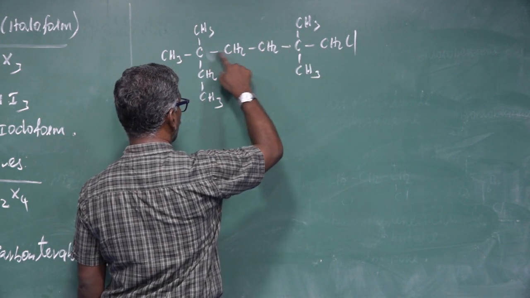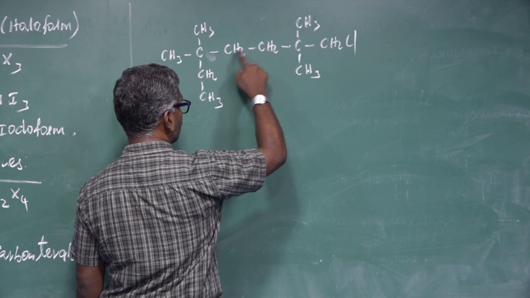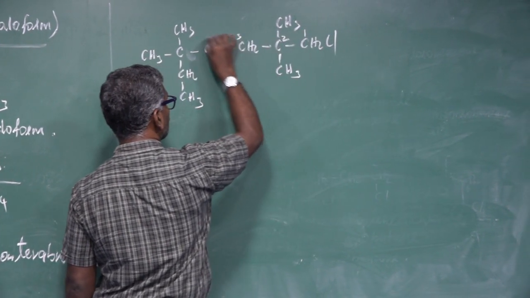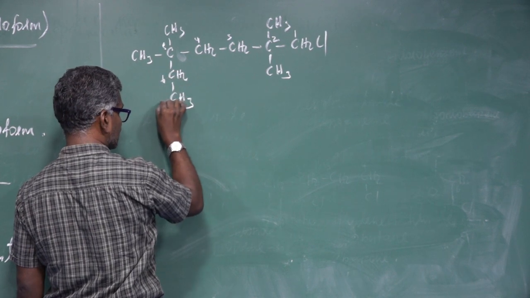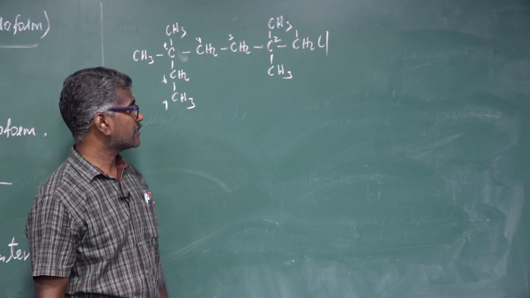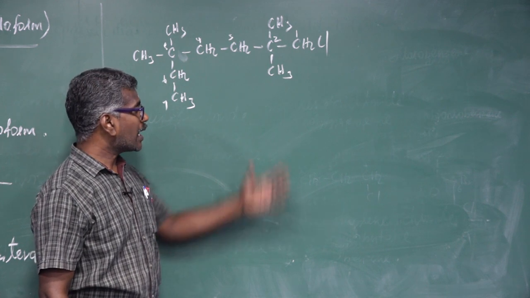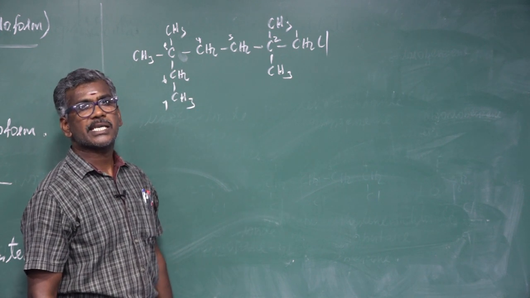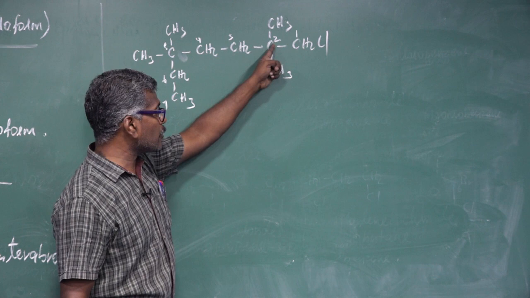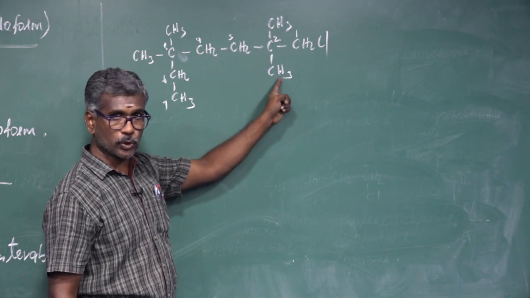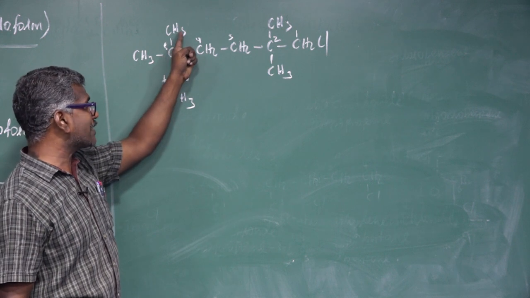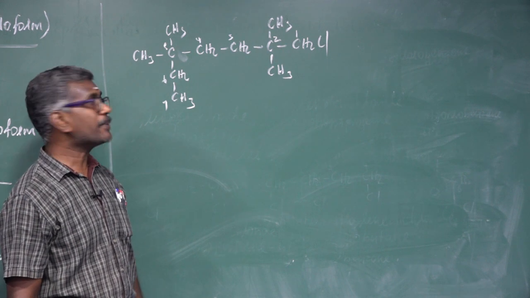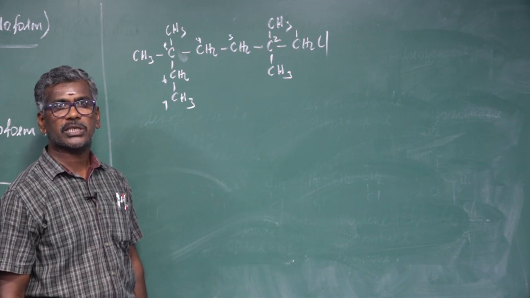1, 2, 3, 4, 5, 6, 7. Longest chain from the functional group: 7 carbon atoms. This is point number 1. Point number 2, numbering the longest carbon chain. Third one is naming the substituents. In the second position there are 2 methyl groups. In the fifth position, 2 methyl groups. Both are the same. Next, numbering the substituents. Next, write down the IUPAC name.